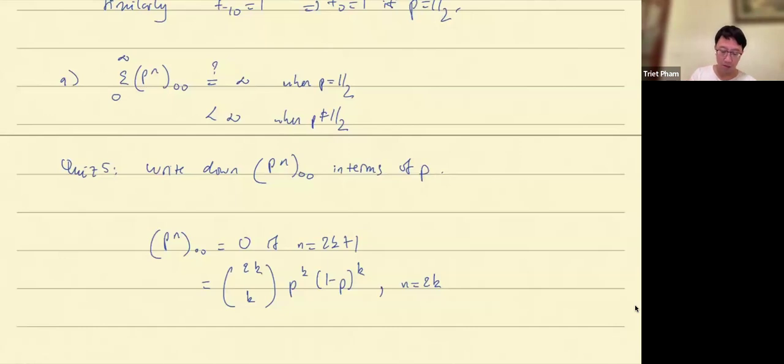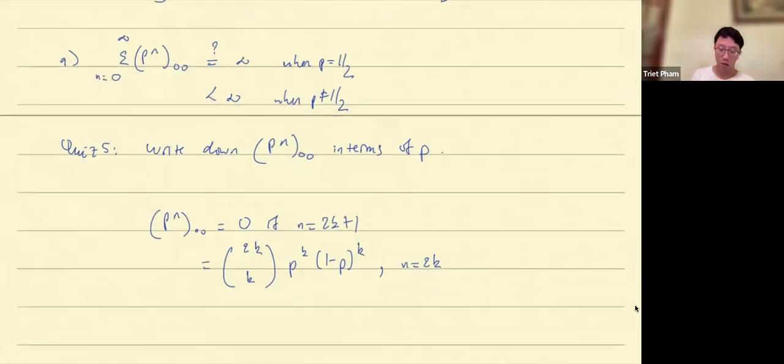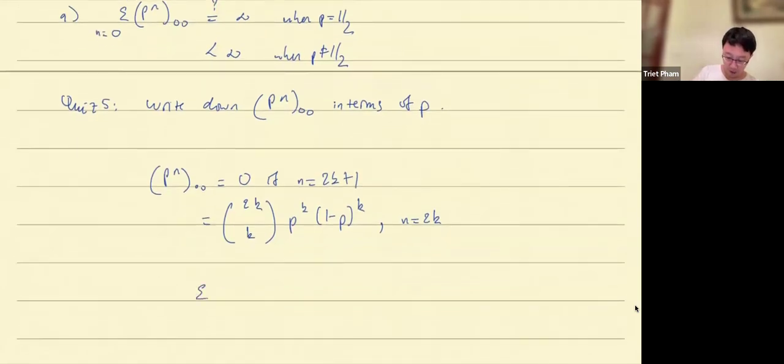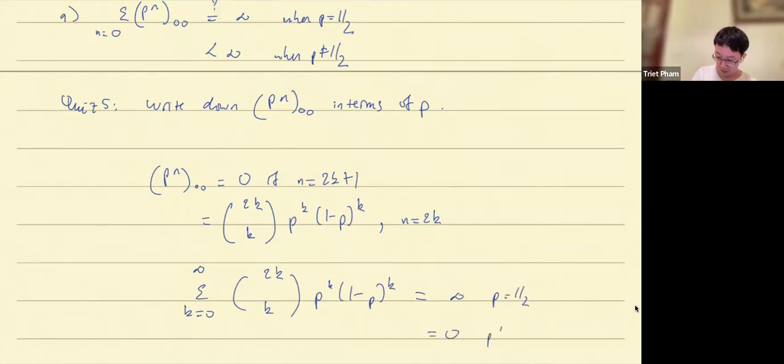And so summing over all n values is the same as summing over all k values, right? So this is finite, not equal to 0. Why?